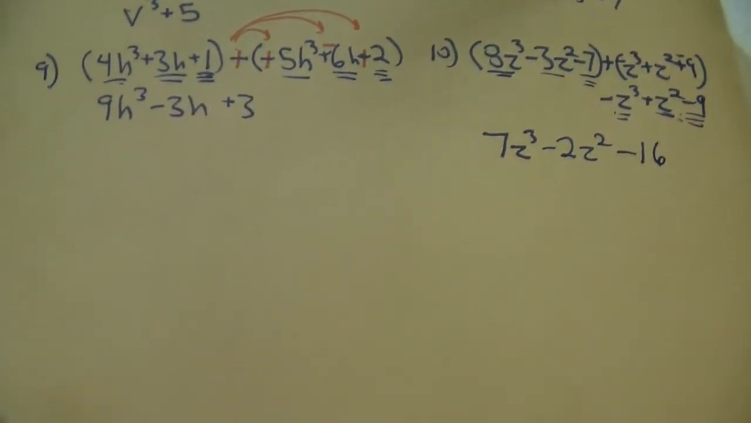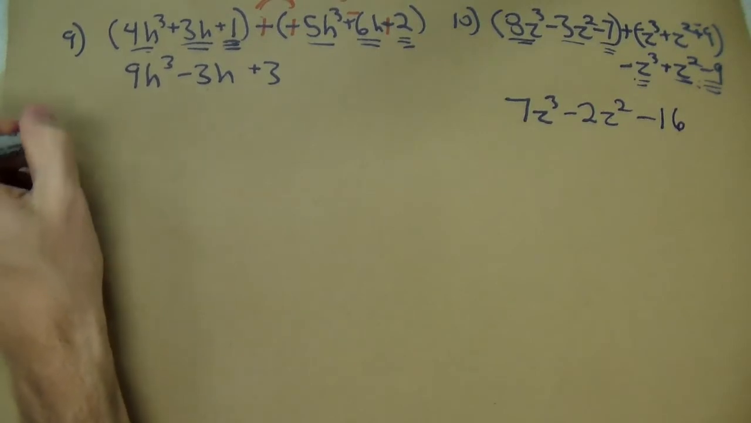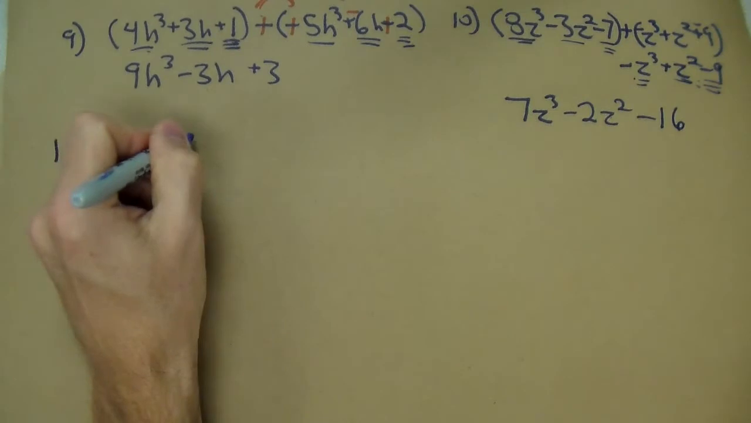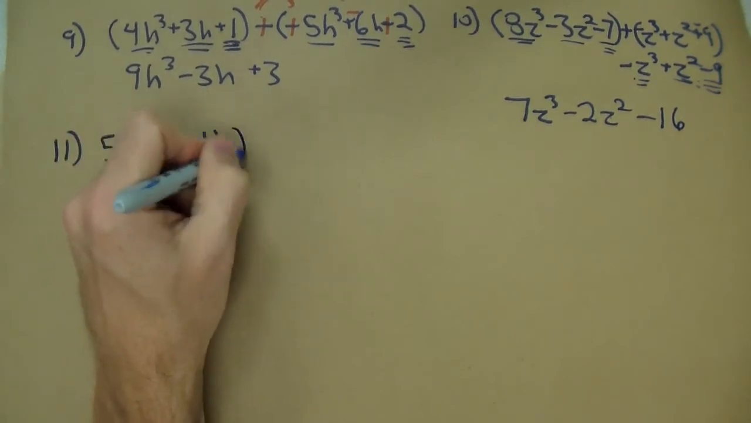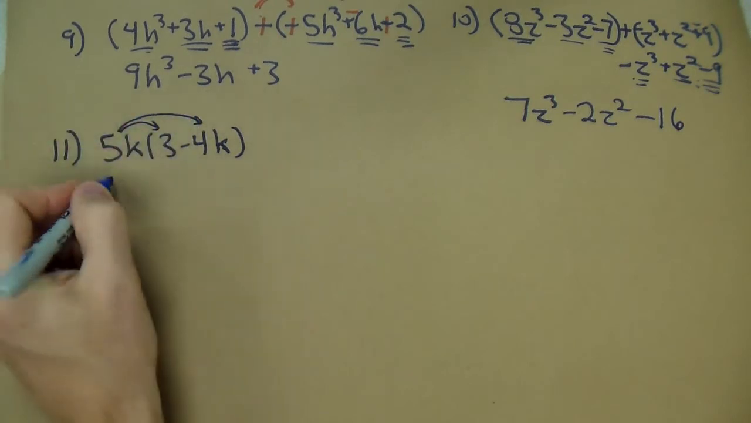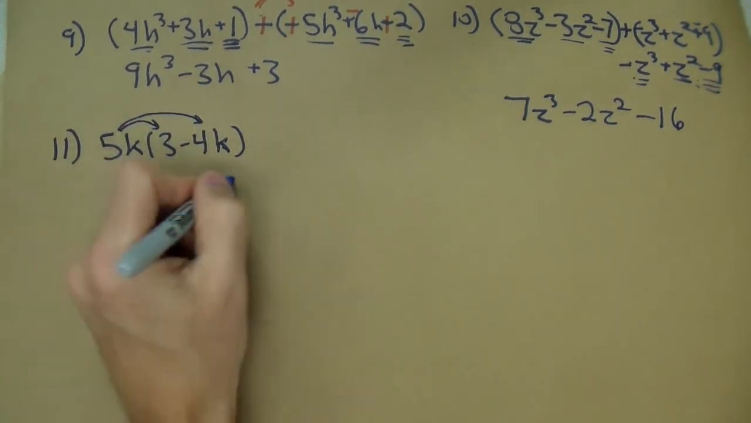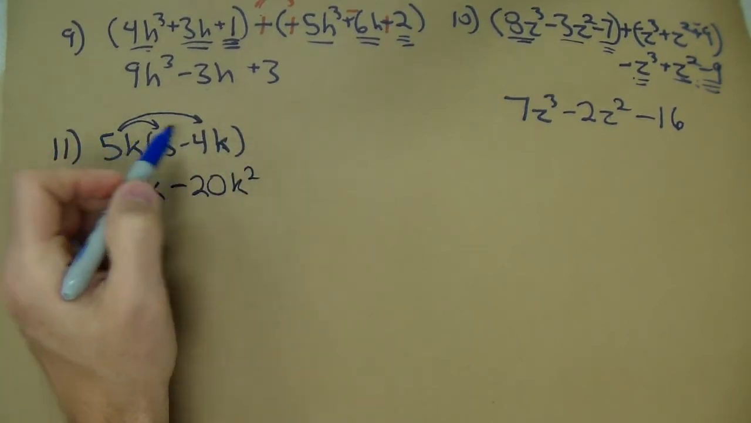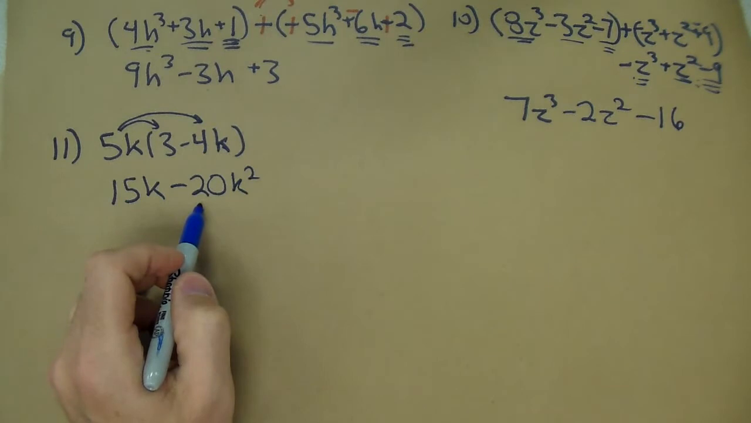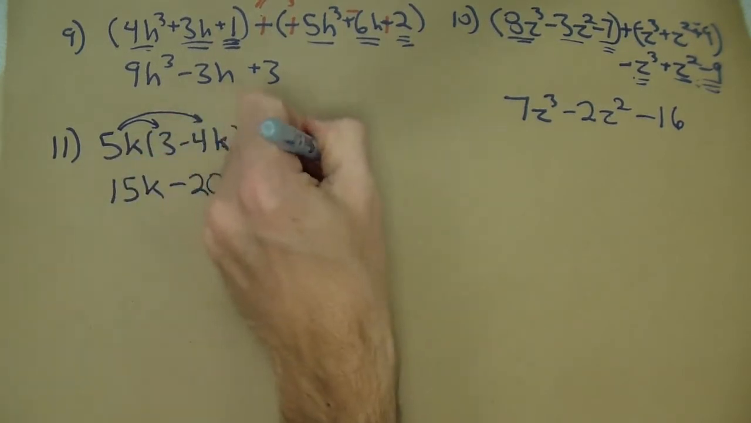For our next set, we're going to simplify the product, and so we're going to do some multiplication. We'll start with 11. We have 5k times 3 minus 4k. So this just goes back to distributive property. Be careful with distributive property. Make sure you multiply all terms as you should. And what I mean there is I'm paying attention really to the 5k times minus 4k. That needs to become negative 20k squared. So 15k minus 20k squared.